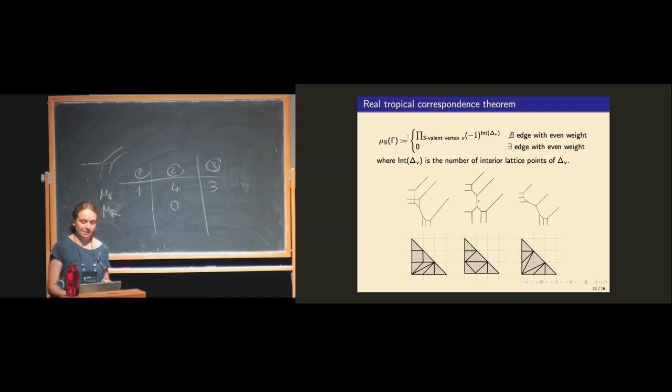And in case all the weights are odd, like in the first and the third, then what we do is we again take the product over all the three-valent vertices. And then we take minus 1 to the number of interior lattice points. So this is interior lattice points of the dual triangle. So here, all the triangles are small, and there's no interior lattice points. So this is just minus 1 to the 0. This is 1. While here, I picked one with one bigger triangle where we actually have one interior lattice point. So here, we get the minus 1.